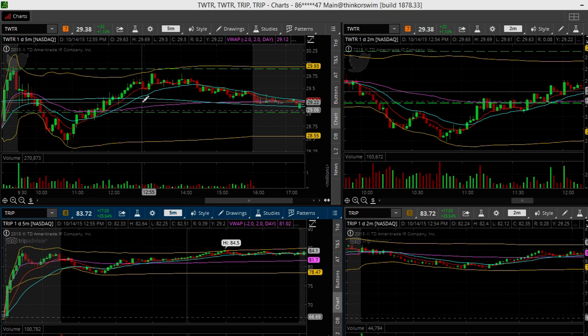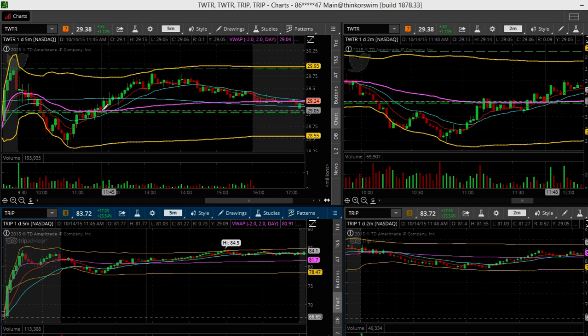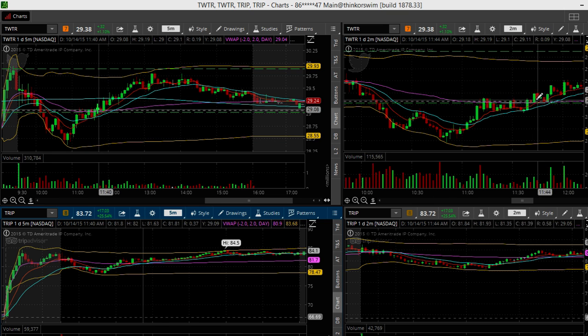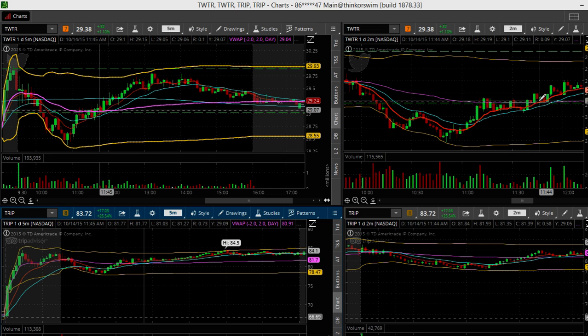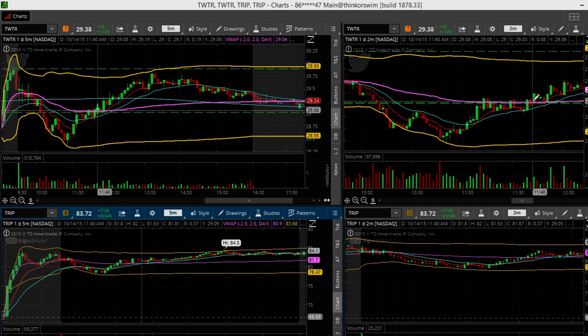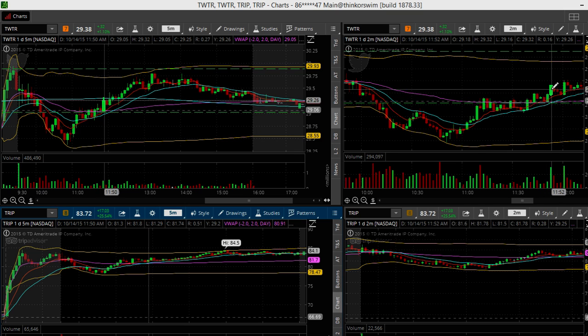And I'm still looking at this, looking for it to set up on the 5. Then I'm looking here for an entry. And I think I got in somewhere in here and took it long for the trade off the VWAP.